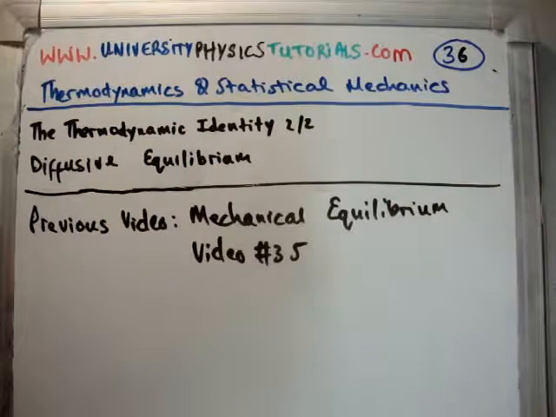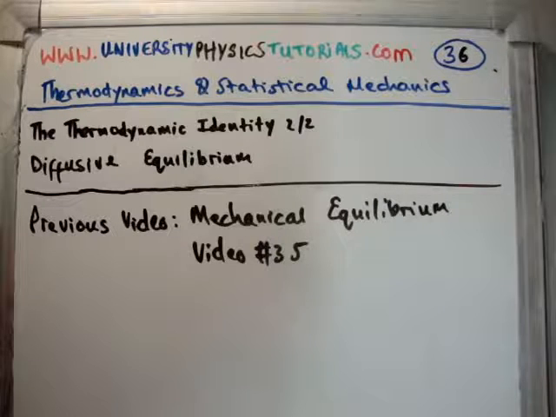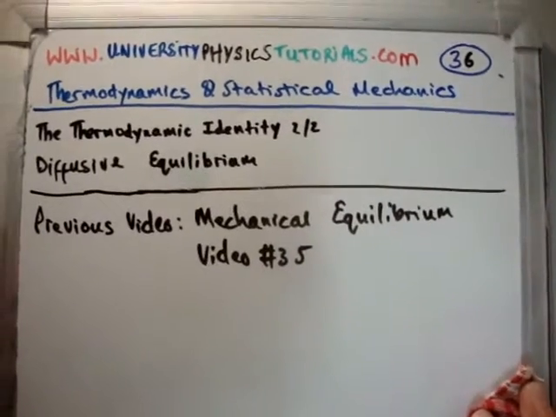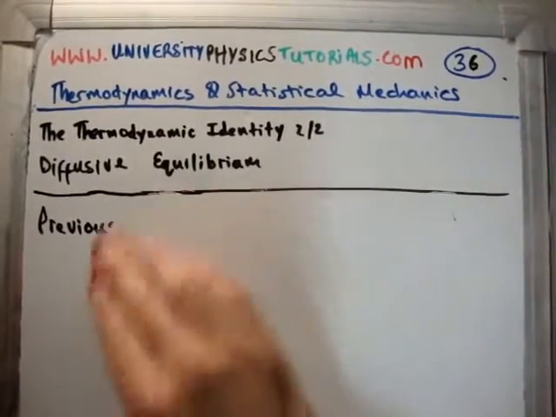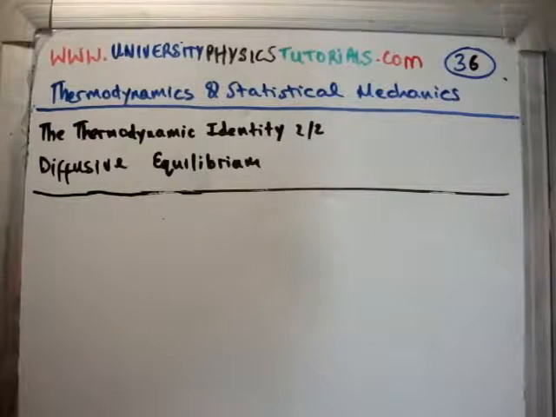So this is video 2 of 2 on the thermodynamic identity, because in this video I'm going to discuss diffusive equilibrium, and in video number 35 we discussed mechanical equilibrium. Now I'm just going to apply the techniques from video 35 here, which I did quite slowly. So if you don't understand what I'm doing here, just go back to video number 35. So we're talking about diffusive equilibrium.